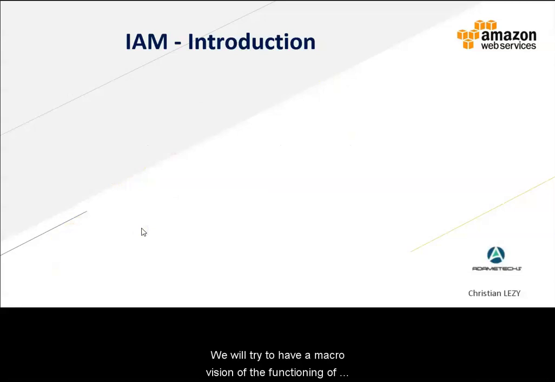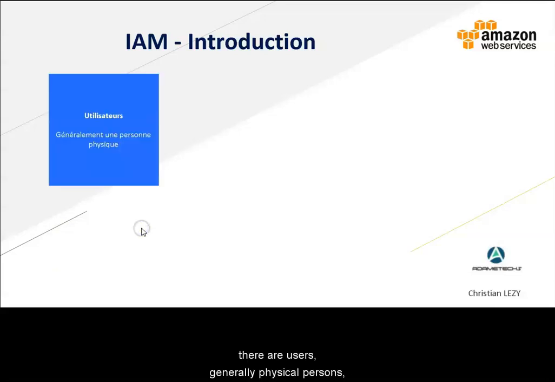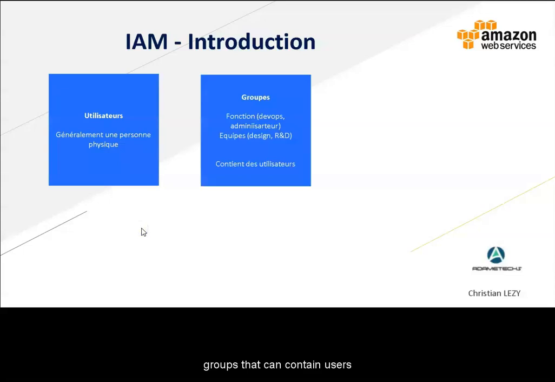We will try to have a micro vision of the functioning of the IAM service. In general, IAM and AWS are divided in three. There are users, generally physical persons, groups that can contain users grouped according to their function, business, or team, and roles that define the internal use of AWS resources for each group or users.